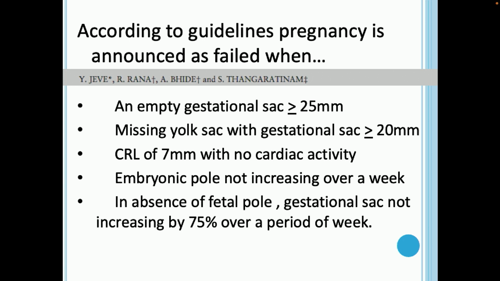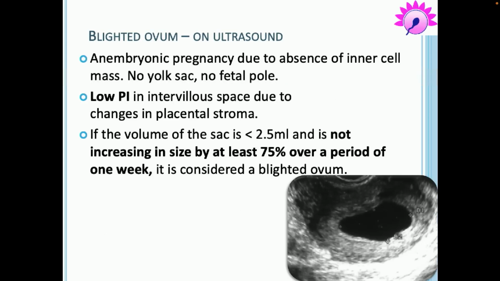And similarly, when the embryonic pole is not increasing, absence of the fetal pole in the gestational sac, and the sac is not increasing by 75% over a period of a week. These are all the signs which tell you it is a fail. I mean, these are the guidelines. You can say it is a failed pregnancy.